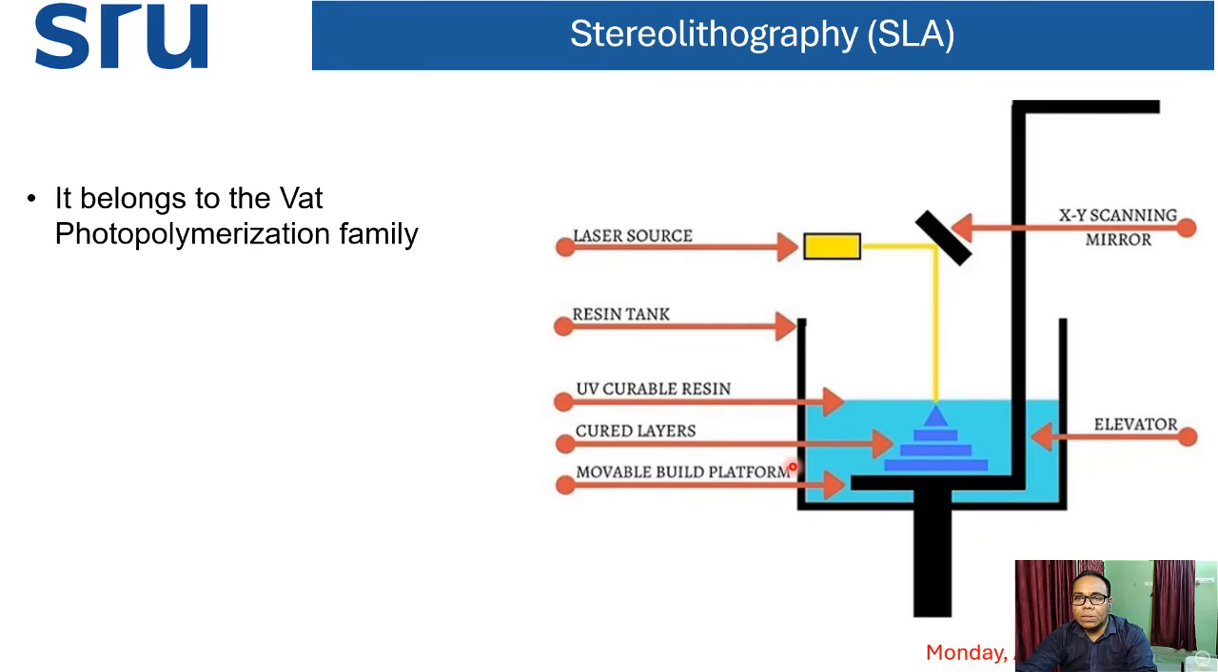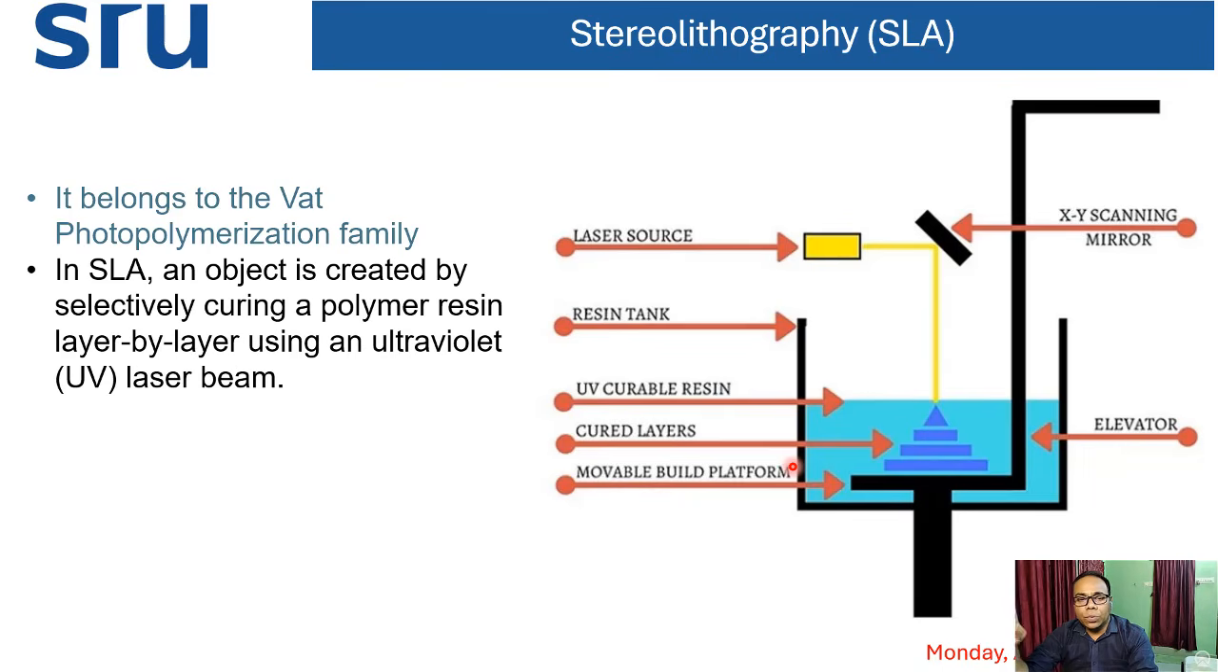Now coming to our stereolithography apparatus equipment. As we have discussed earlier, it belongs to the VAT photopolymerization family. VAT is nothing but the liquid material. So it belongs to the printing process in which liquid material is used as the raw material. That's why its name is VAT photopolymerization family. In short, we call it the SLA process.